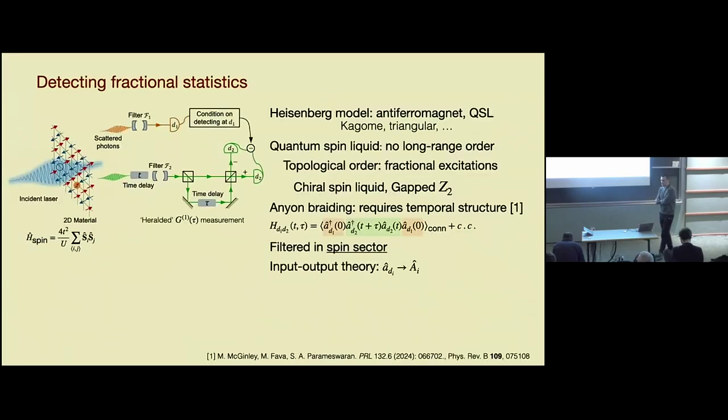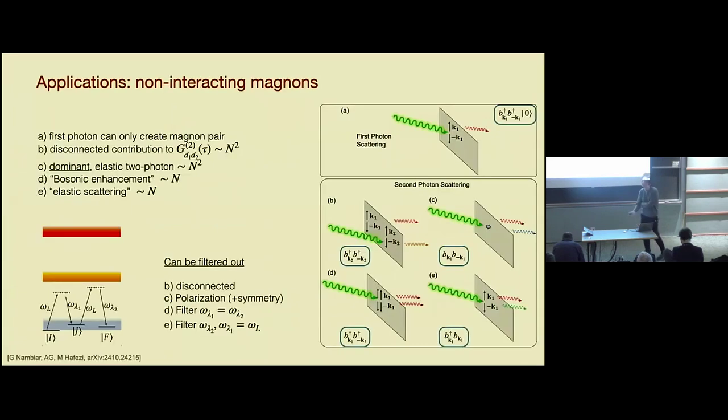Why do you say that this is the dominant contribution? Dominant in the number of lattice sites. So these different contributions have different scaling in terms of the number of sites. And it's easy to see, actually, but okay.